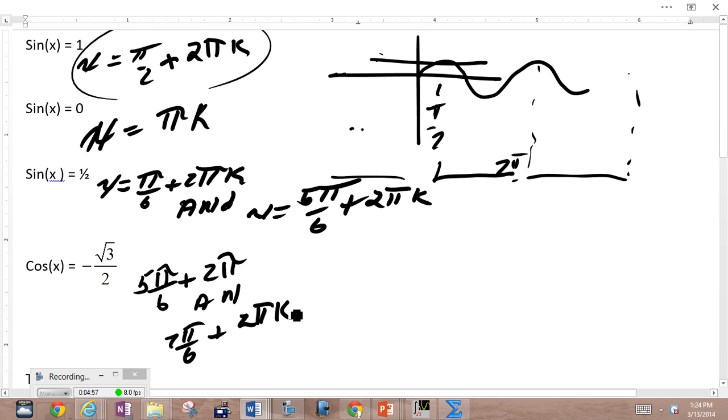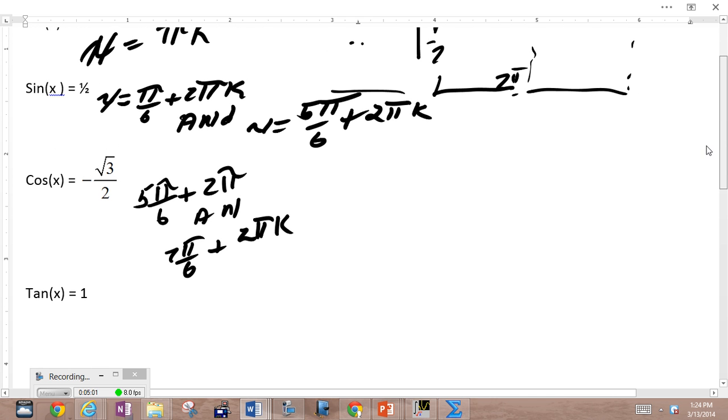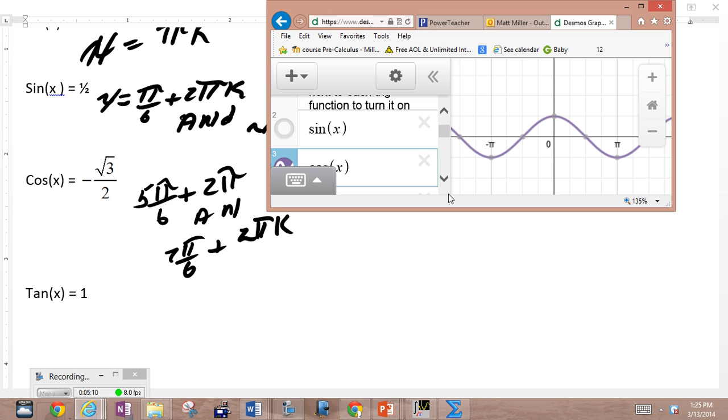Okay, and that's my solutions to that guy. Now the question is, what about the tangent? Well, let's go and talk about the tangent, because the tangent's a little bit different than sines and cosines, so we're going to take a look at that. Okay, let's just pull this up full view.